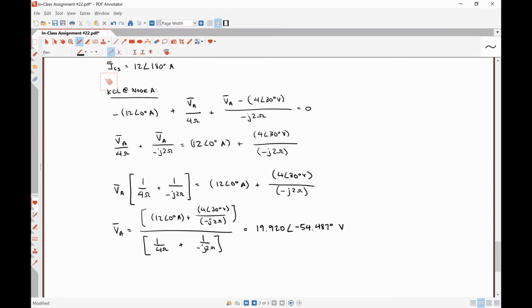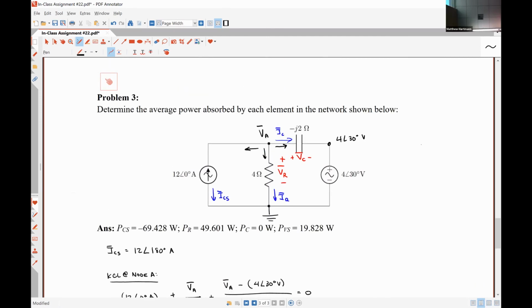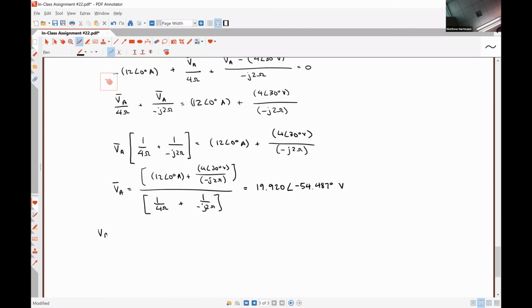Yes, sir. That's what I got. Cool deal. All right, so now that we know that nodal voltage VA, how much other information do we have? Well, VA with respect to ground is the exact same voltage as VR, right? So VR is equal to VA is equal to 19.920 angle negative 54.487 degrees volts. And so we can then determine IR, which is going to be VR divided by 4 ohms.